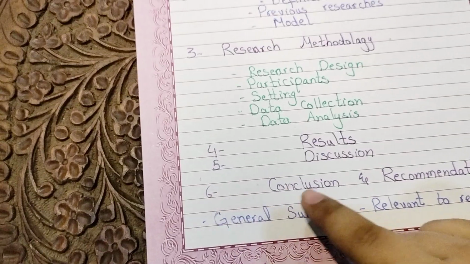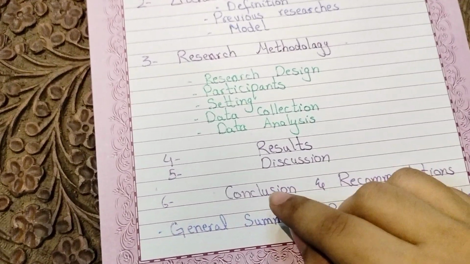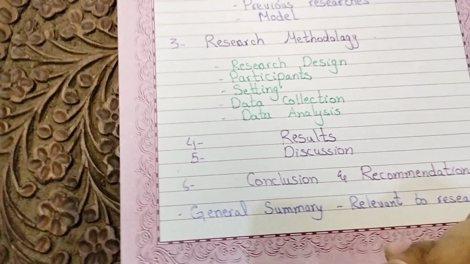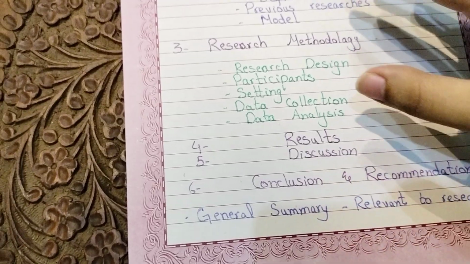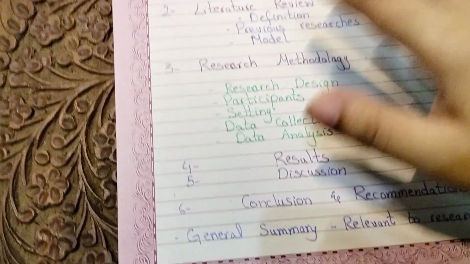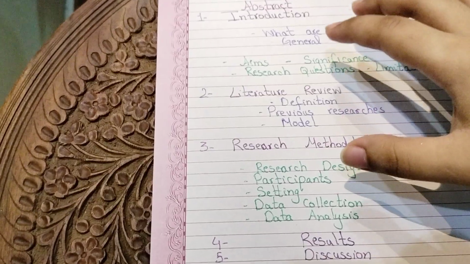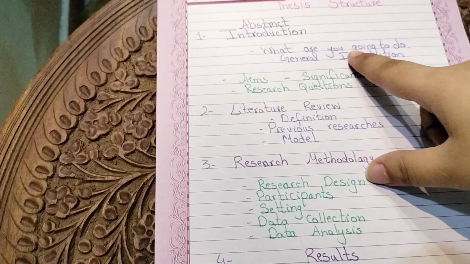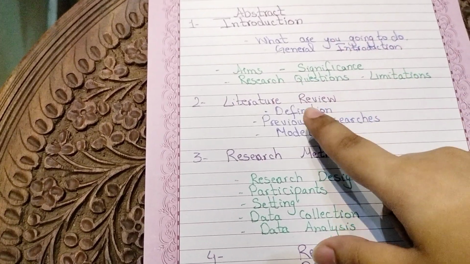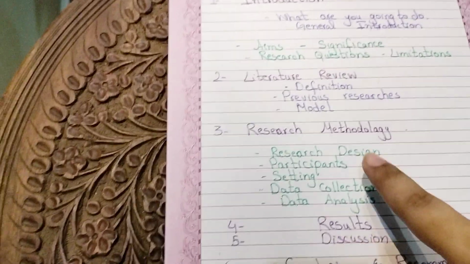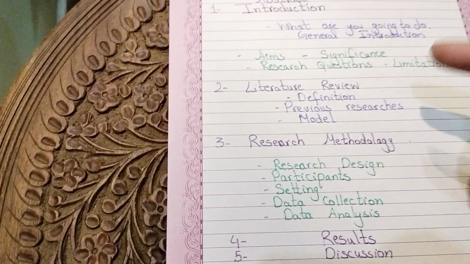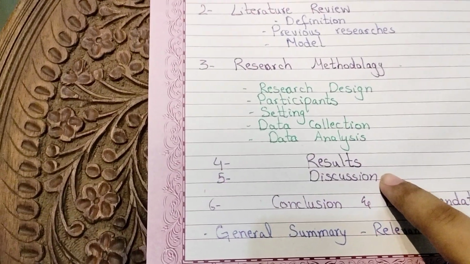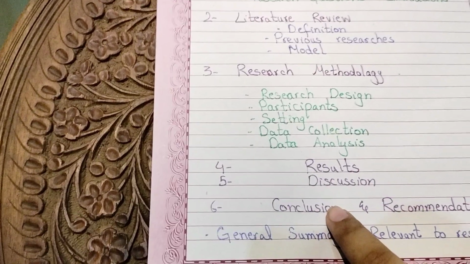And the sixth part is conclusion and recommendations. These are the two headings in chapter 6. In conclusions, you are going to conclude the whole research. You are going to discuss all the aspects in detail. In conclusion, you are going to tell what your main research question was, what your main thought behind this research was, what your research methodology was, what method and model you used, what results you found, and what discussion you did. All this will come in the conclusion.